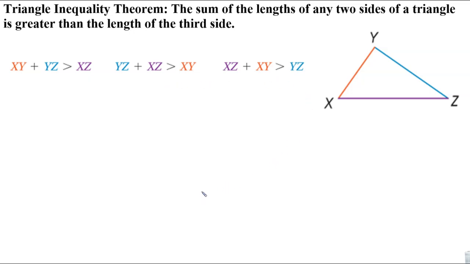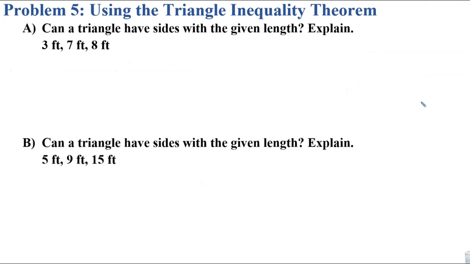The reason for this is if I try to make a triangle where one side is bigger than the other two combined, my other two sides won't actually be able to reach, they won't be able to close up and make a triangle. So I can't have one side that's longer than the other two combined. It's another way we could word that. Using that theorem, we can determine whether or not, given three sides, we have a possible triangle.